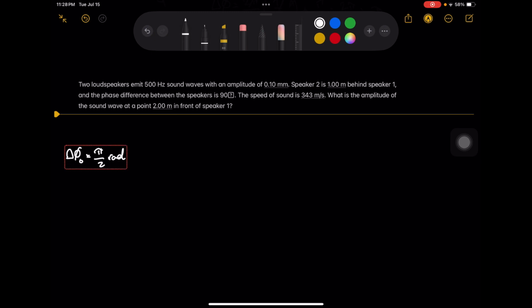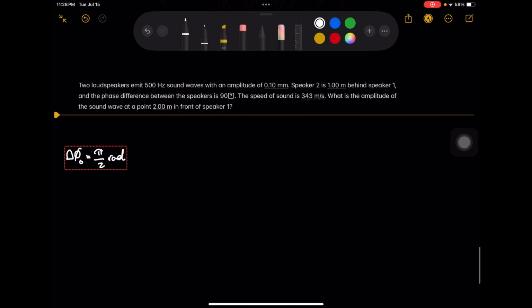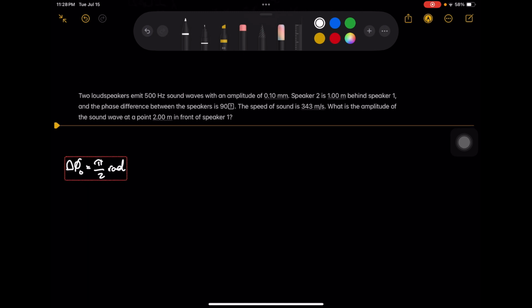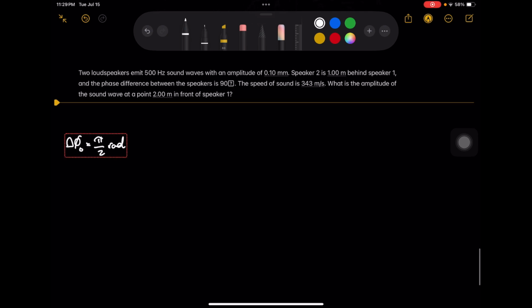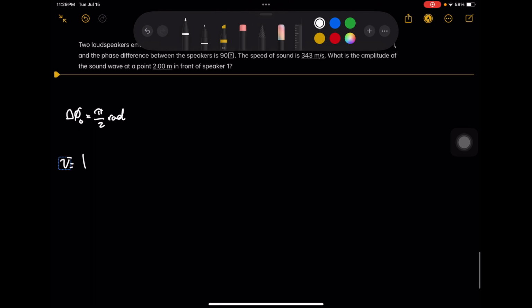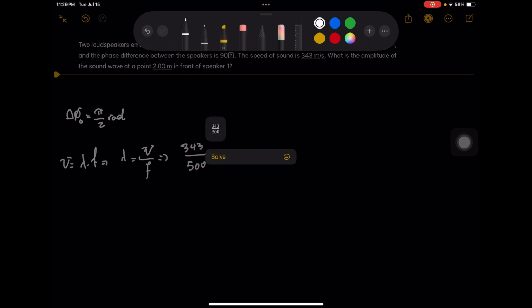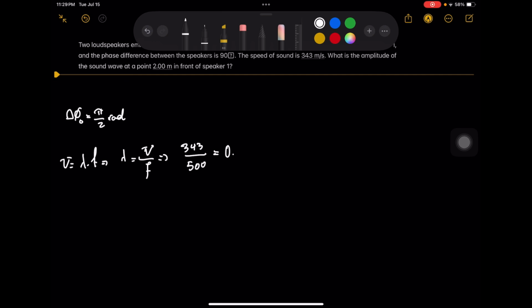Notice we have the same amplitude and same frequency, so for the formula that we want, we need lambda, but we don't have lambda here. It says that the speed of sound is 343 meters per second, and we have our frequency. So perfect, we have everything we need. Speed V equals lambda times frequency. So when we want lambda, it's V over f. Our V is 343 meters per second over 500 hertz, so the value would be 0.686 meters. So that's our lambda.